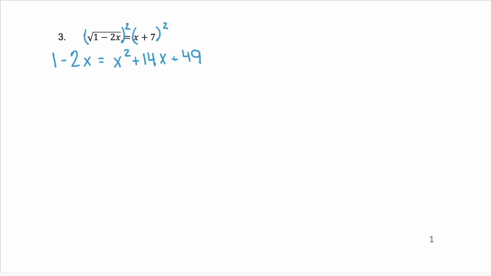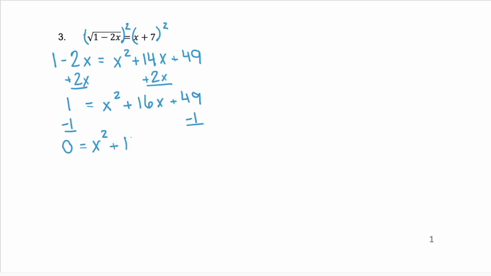Now we need to start combining all of our like terms. How about we add the 2x to both sides? So we have 1 equals x squared plus 16x plus 49. We can subtract 1 from both sides, and we get 0 equals x squared plus 16x plus 48. Or we could rewrite it as x squared plus 16x plus 48 equals 0.